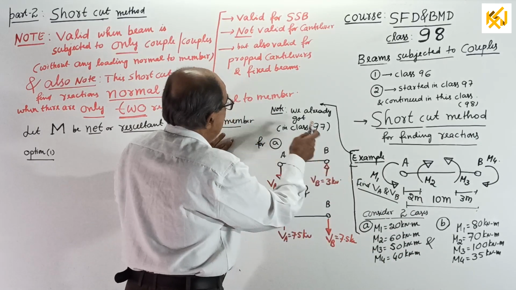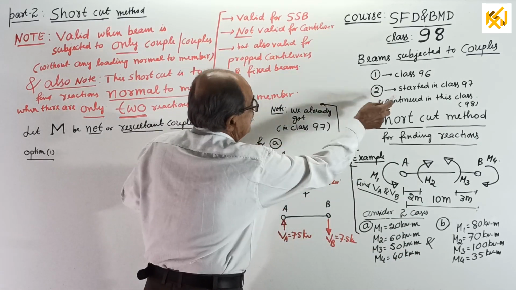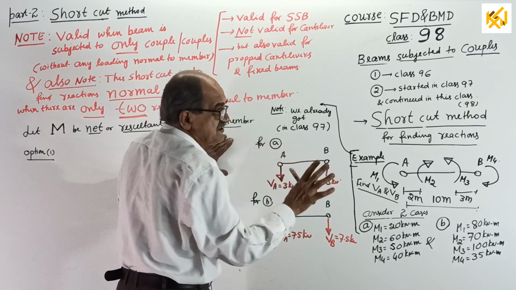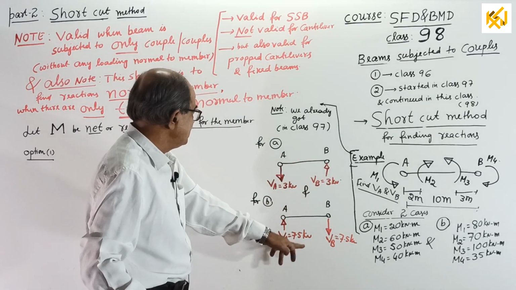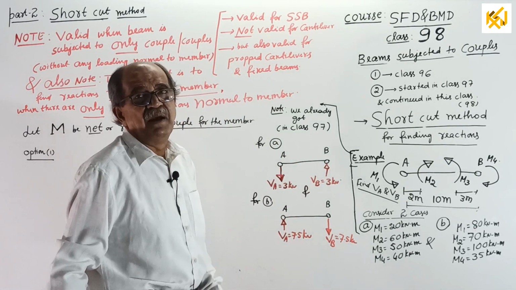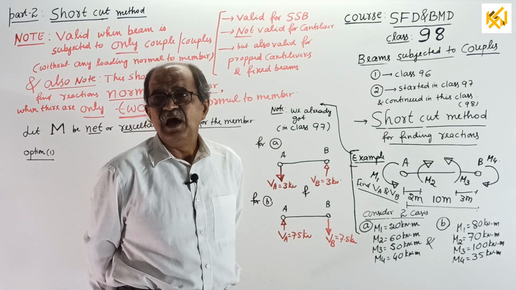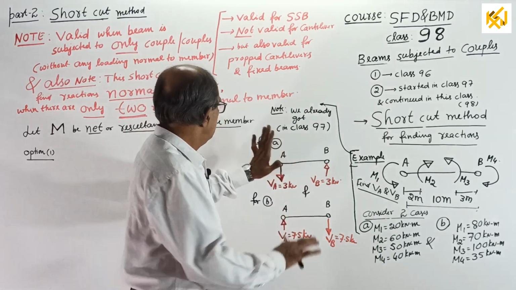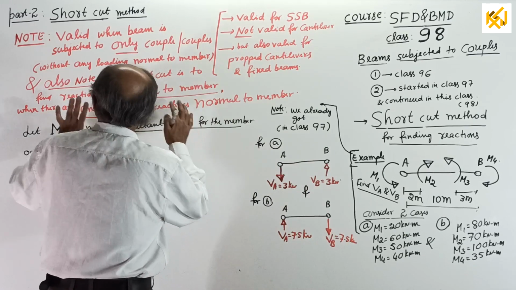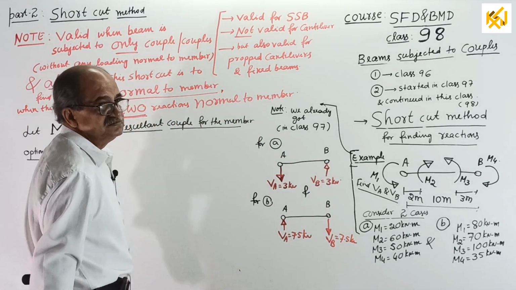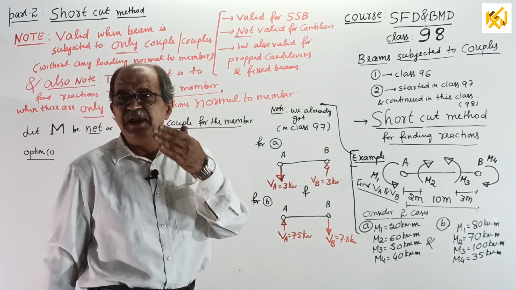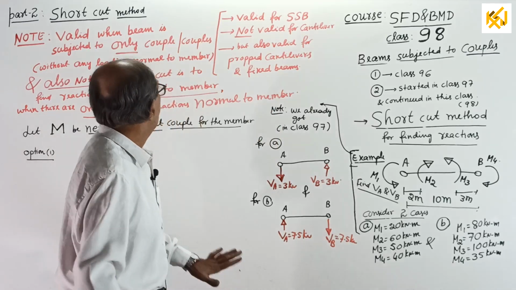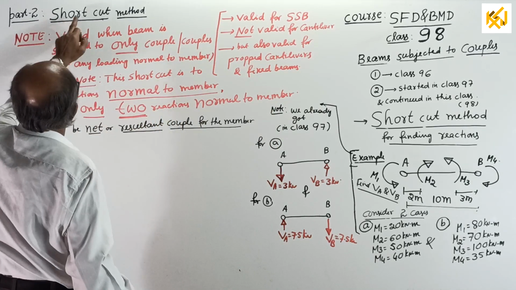Remember, already in class number 97, by the systematic approach, by sigma M0, sigma V0, we got this answer. I thoroughly explained. Just a note, the same result we will get today also. Same result we will get any day, not only today. Now, part 2, shortcut method.